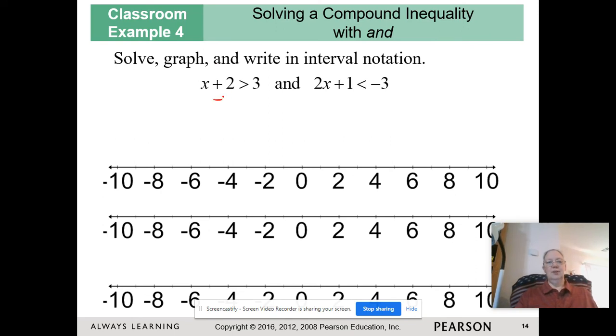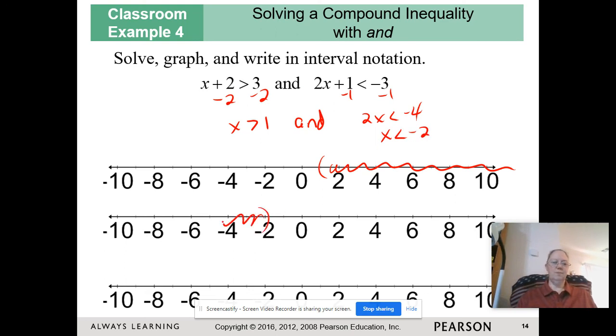All right, we're going to subtract 2, and we have x is greater than 1. And where's my 1? Okay, so I'm going to shade and subtract 1. So we have x is less than -2. We're looking for the intersection, okay? And, right? Where does the shading overlap?